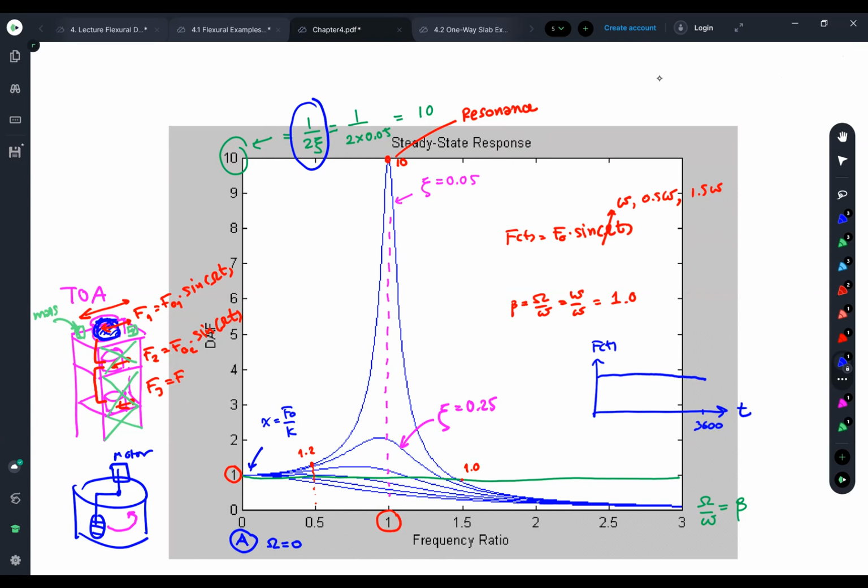Once I increase the frequency a little bit, you see the DAF becomes increasing with the frequency that I increased. And once you go to case B, where the big omega equals small omega, this is the resonance. And the amplitude of the vibration increases to 10 times for this 5% damping ratio system.